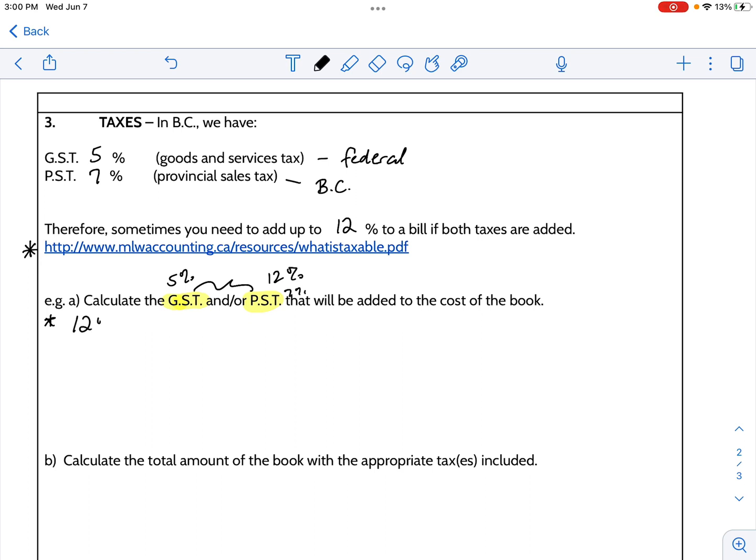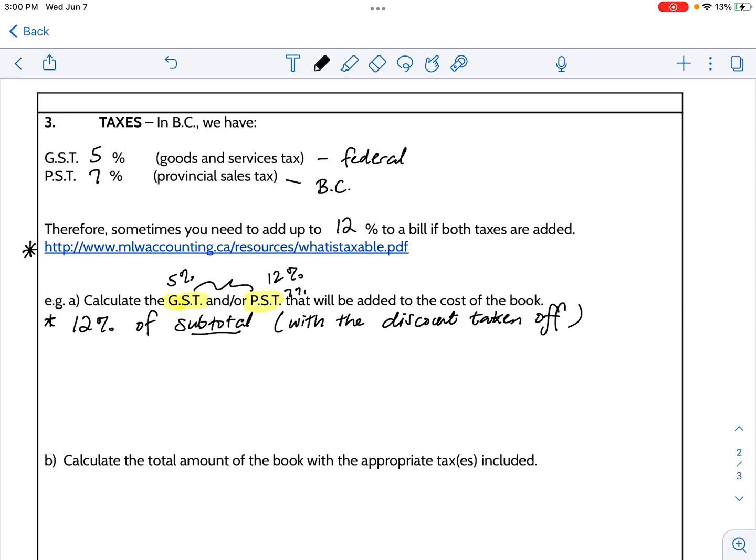The 12% is going to be calculated on the subtotal in number 2. Do not go back to the regular price because you don't want to be paying more than you should. So don't calculate the tax on the regular price from number 1. You're going to calculate it on the subtotal with the discount taken off, which is why we chunk this into steps, right? With the discount taken off.